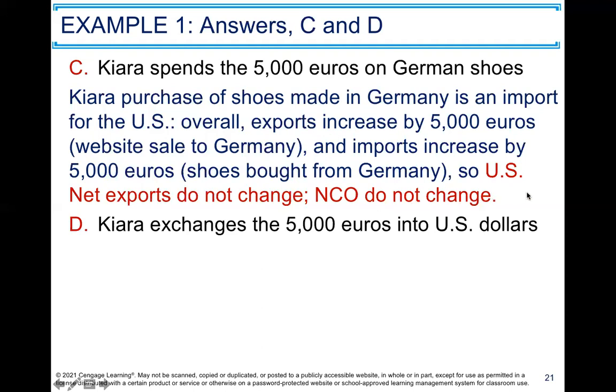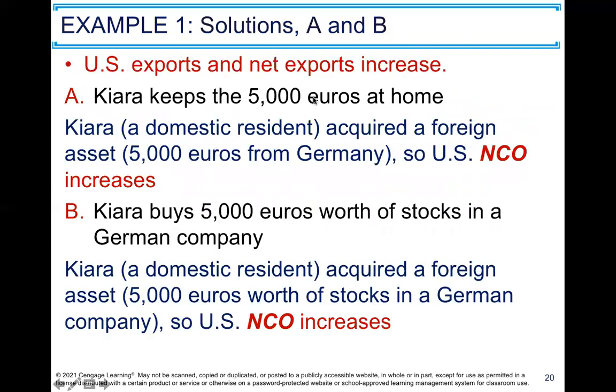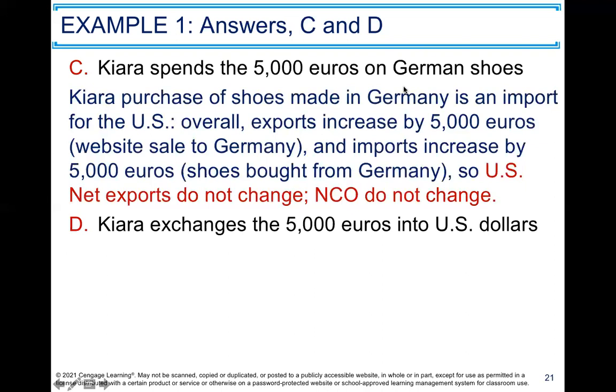and NCO does not change. And the idea here is that we sent over a website and they sent over some shoes. And as a result, those two trades canceled each other out perfectly. Net exports does not change and NCO does not change because we sent over 5,000 euros worth of websites, they sent over 5,000 euros worth of shoes, and nothing changed. The only difference in the earlier example is that we actually kept the money. We didn't trade for anything back. And that's why NX increased and NCO increased, whereas here, since there's a two-way trade, it canceled each other out and nothing happened in the end.